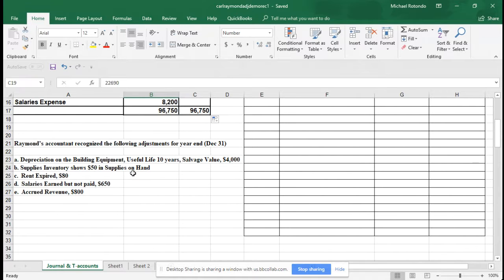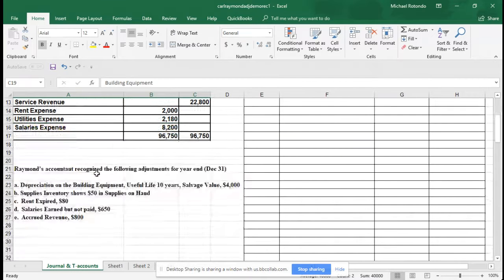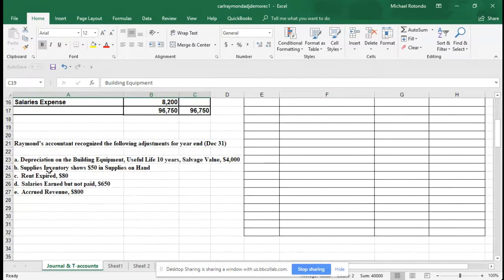So the first adjustment they look at is depreciation, and that's on the building equipment. So that, of course, is a plant asset. That's an asset that's going to last longer than a year. It's a fixed or a plant asset, and it needs to be depreciated. So in the chapter, we learned about straight line depreciation. That's the easiest way to do it.